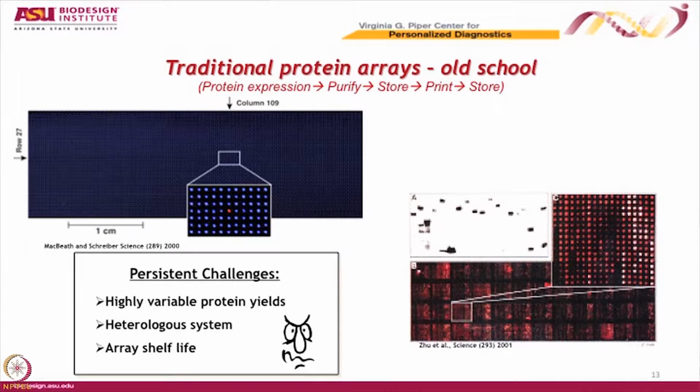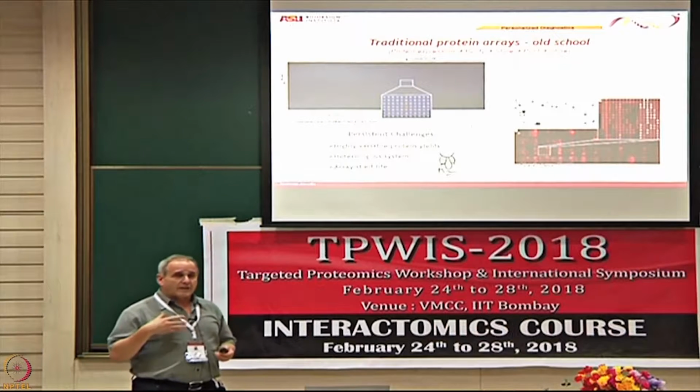This is the classic way of making arrays, which is to purify the proteins and spot them on the surface, right? So you take purified proteins and print them. It's a method that definitely works. People like Hongju have done this for many years. They purify proteins in high throughput.